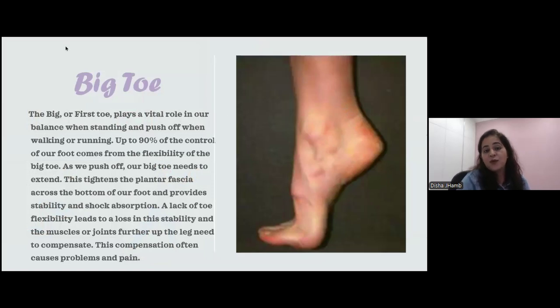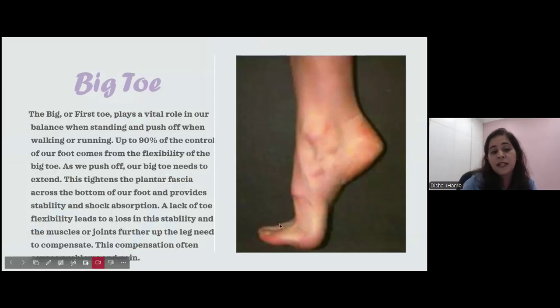Now, the big toe. It's usually seen that the big toe is very neglected when it comes to plantar fasciitis or fasciopathy. So now a lot of effort is made in adding strength and flexibility to the big toe, because it plays a very important role when we are standing and pushing off when walking or running. During the push off phase, this is the position of the big toe and foot when we are walking. Around 90% of the control of our foot comes from the flexibility of the big toe.